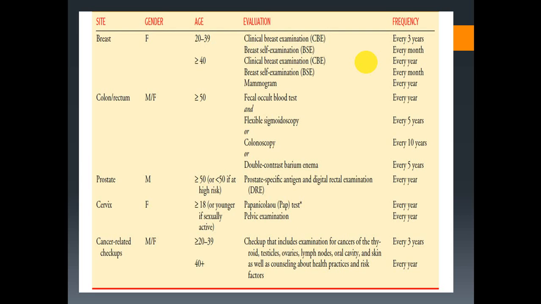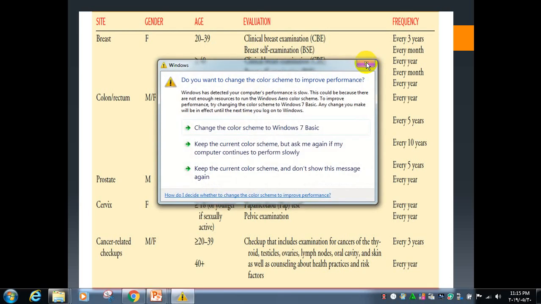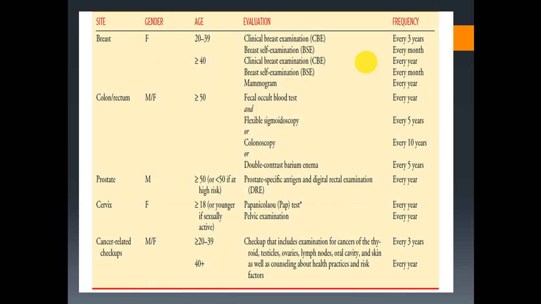For the colon and rectum, male and female above 50, we should do a fecal occult blood test every year, flexible sigmoidoscopy every 5 years, colonoscopy every 10 years, and double contrast barium enema every 5 years. The prostate in males is tested above 50, or below 50 if at high risk.